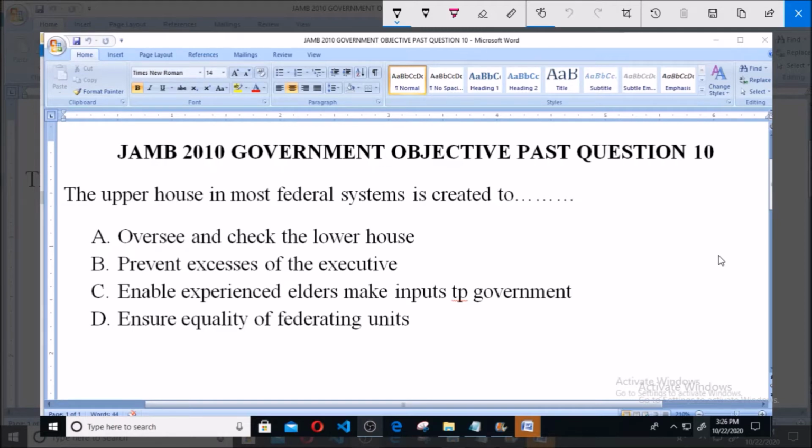Question number 10. The question here says the upper house in most federal systems is created to dash. That is the purpose of creating the upper house. And when we talk of the upper house, it is a feature of a bicameral legislature.